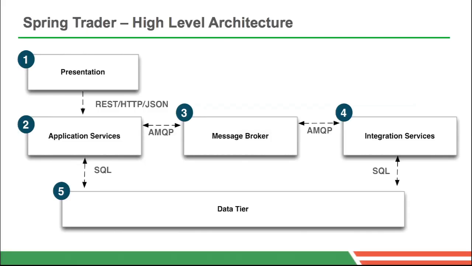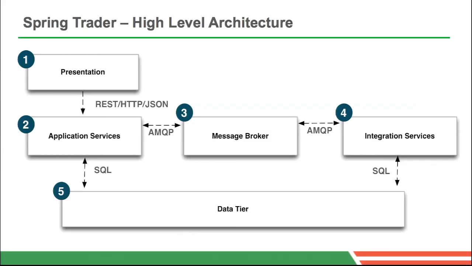So at a high level, basically, it's a single-page interface that runs within the browser. It communicates to application services via HTTP and REST-based services. But when you place a trade, it puts that trade onto Rabbit and processes that asynchronous transaction with the integration services. So we've separated the REST-based services, the application services, from the integration services.